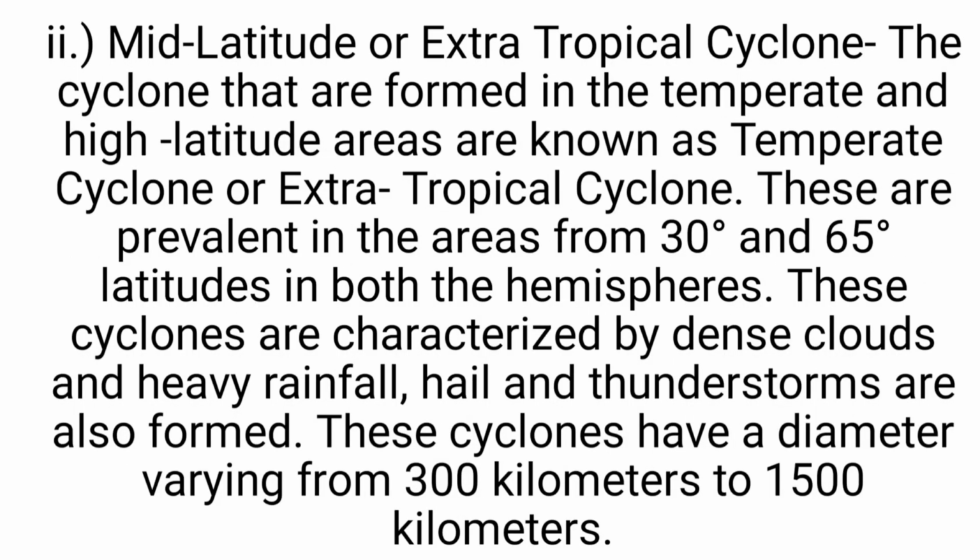Do you know mid-latitude or extratropical cyclone? The cyclones that are formed in the temperate and high latitude areas are known as temperate cyclones or extratropical cyclones. These are prevalent in the area between 30 degrees and 60 degrees latitude in both hemispheres. These cyclones are characterized by dense cloud and heavy rainfall. Hail and thunderstorms are also formed. These cyclones have a diameter varying from 300 km to 1500 km.